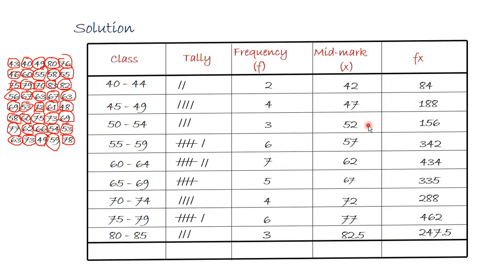For us to get the mean mark, we need to get the summation of fx divided by the summation of f. So we need to sum the f. So we are going to sum the frequency here. So get your calculator again. 2 plus 4 plus 3 plus 6 plus 7 plus 5 plus 4 plus 6 plus 3. That is 40.